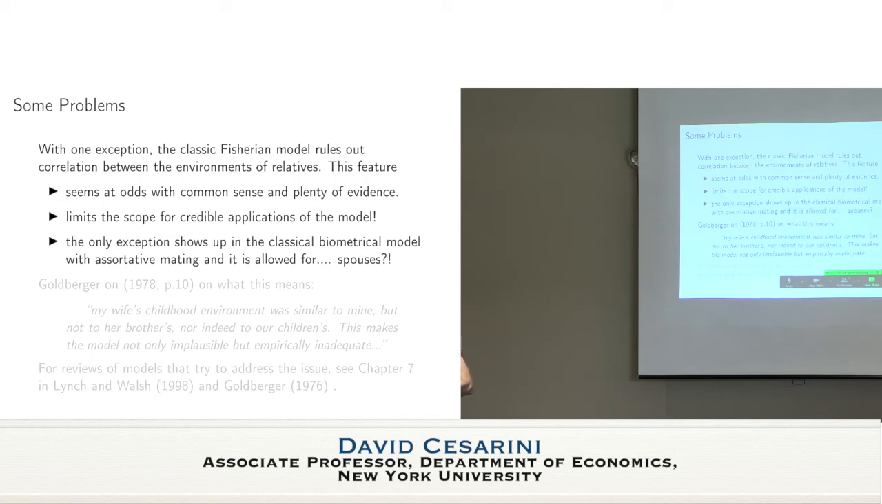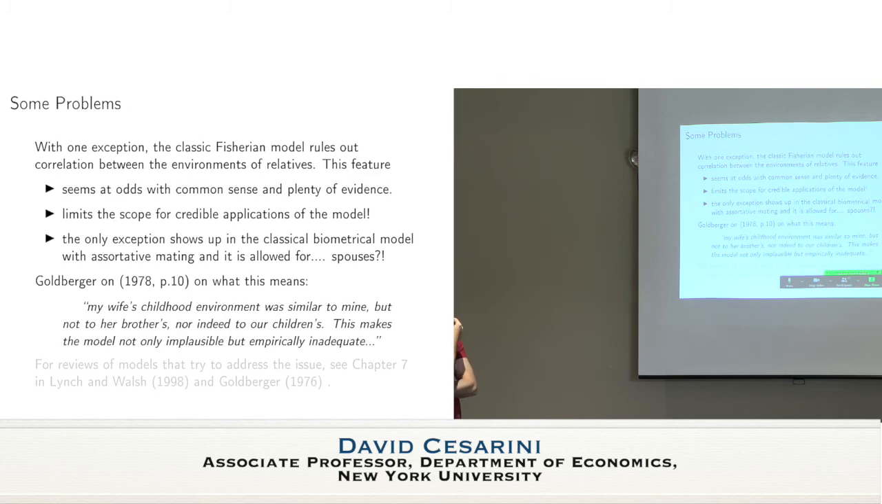This is something that's very hard, I think, to detect unless you really go through the nitty-gritty details of the matrix algebra. An implication of the assumption of phenotypic assortment is that we end up with a model in which, from the point of view of the husband, my wife's childhood environment was similar to mine, but not her brother's, nor indeed her children's. And he points out this makes the model not only implausible, but empirically inadequate.